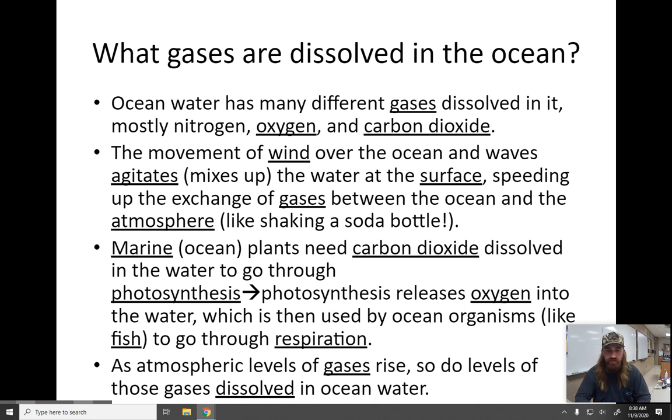Now, as atmospheric levels of gases rise, so do levels of the gases dissolved in ocean water. So if you guys remember back to sophomore year, you watched a video called Lethal Seas, and it talks about the increase of carbon dioxide in our atmosphere and how that increase actually increases the carbon dioxide in the water, which is causing the water temperature to increase, which is causing more global warming and causing other organisms to die. Now, we're going to get to that, but that's kind of what they're trying to say here.